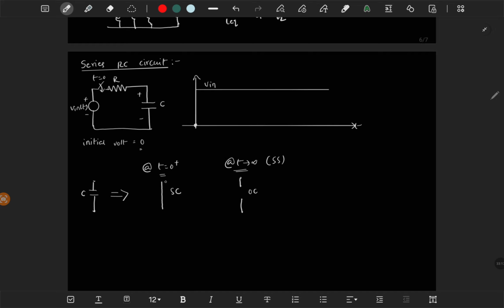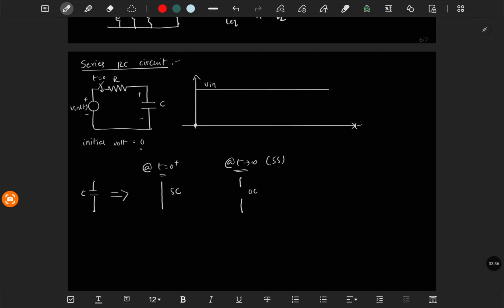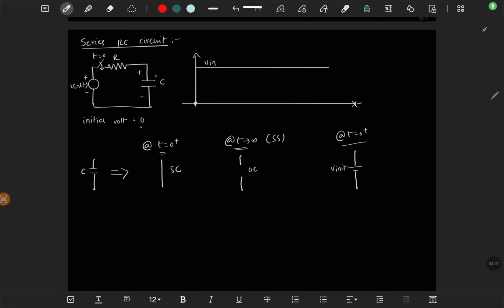So let's say if there is some initial voltage across the capacitor at the time t is equal to 0 minus, then at the time t is equal to 0 plus, the same voltage should come across the capacitor. It means we need to represent it at t is equal to 0 plus as a constant voltage source with the initial voltage from t is equal to 0 minus. Since there is no initial voltage here, at t is equal to 0 plus, we can represent it as a short circuit.